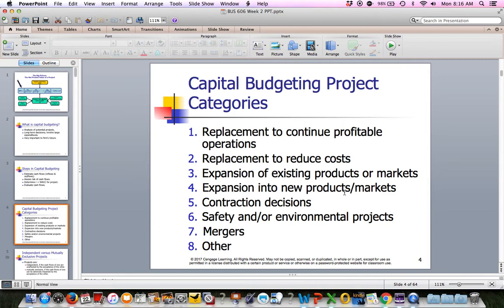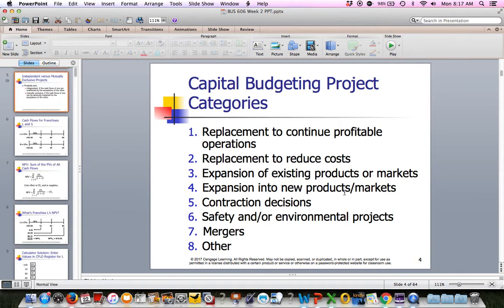Sometimes it's a replacement to reduce cost, maybe a new machinery that's much more efficient. It would reduce labor cost, reduce spoilage, expansion into new markets or products, contraction decisions. Do we just bring our business back? Do we reduce the size of our business, believe it or not? Sometimes you have to think about safety, environmental projects, mergers, and then all kinds of others. So a project can be almost anything. It can be something that's brand new, we've never done before. It can be making something better. It can be contraction, almost anything.